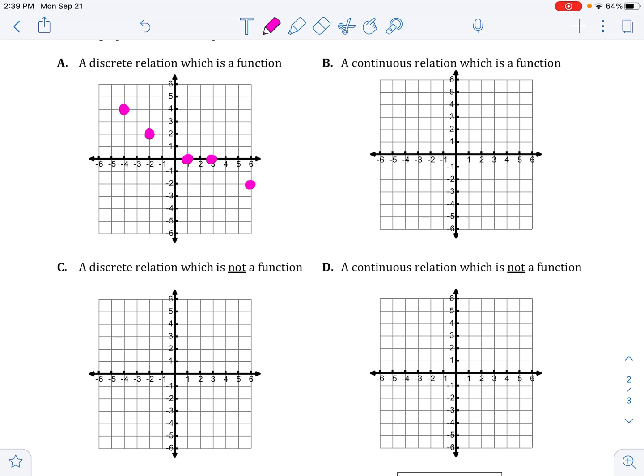A continuous relation, which is a function. Okay, I'm going to draw this. All right, it's continuous, and it's passing the vertical line test.